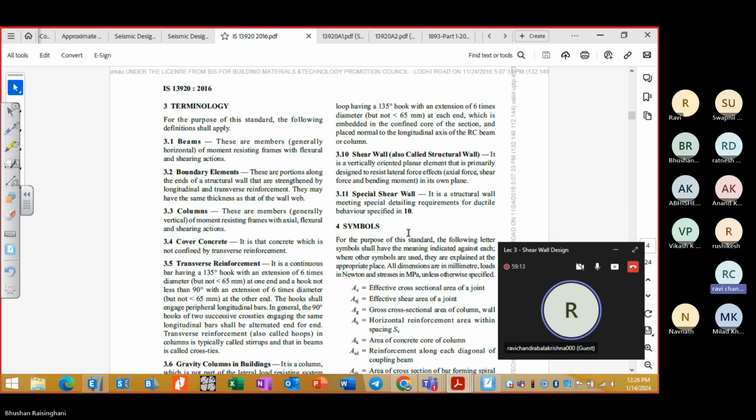Plate element does not show any out of plane bending, sir. It can resist only in plane moments, I mean, just like wind or earthquake forces. But shell, it can resist both in plane and out of plane.